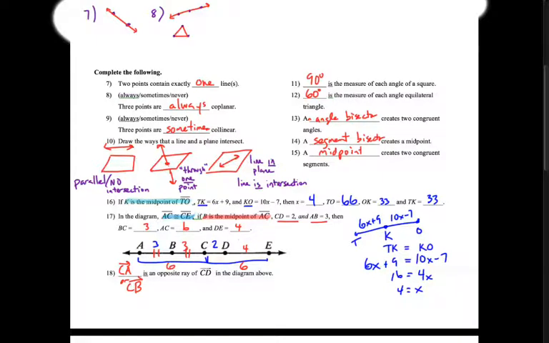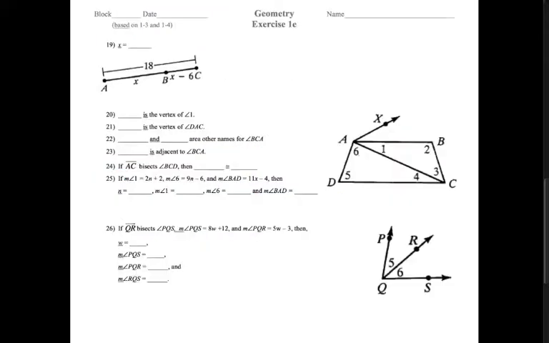Ray CA or ray CB are opposite rays. Remember opposite rays? Ray CD starts here at C, travels this direction through D, also through E. The opposite ray will start at C and travel through B or through A. So CA and CB are the answers. On the other side of the page, this is a diagram made for the segment addition postulate. AB plus BC equals AC. So that's x plus x minus 6 equals 18. When you solve, you get 12.